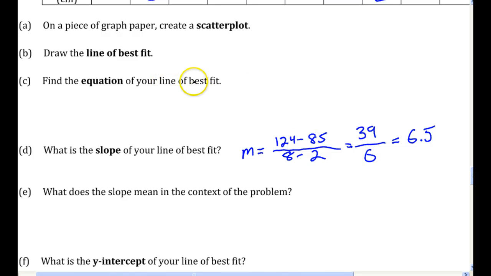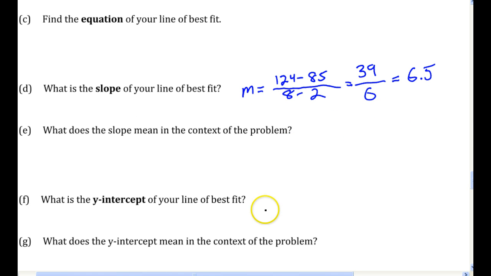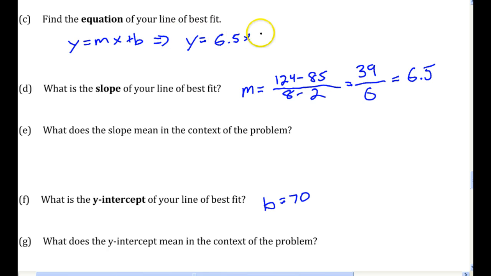And we did the b earlier, just off the graph, and we said that was 70. So with these two, I now know my equation, which is, once again, always start y equals mx plus b, and it's going to be y equals 6.5x plus 70.